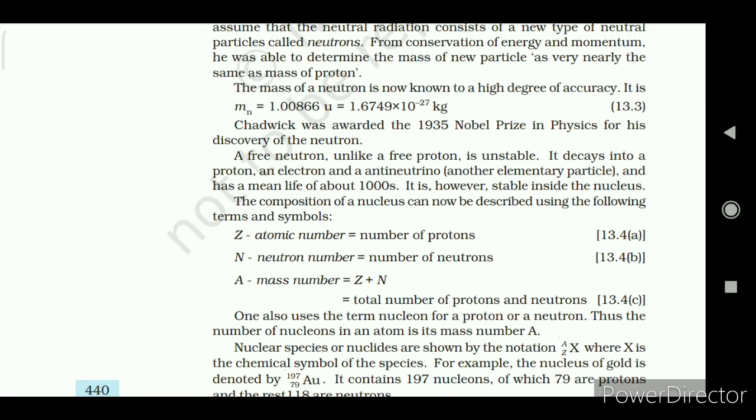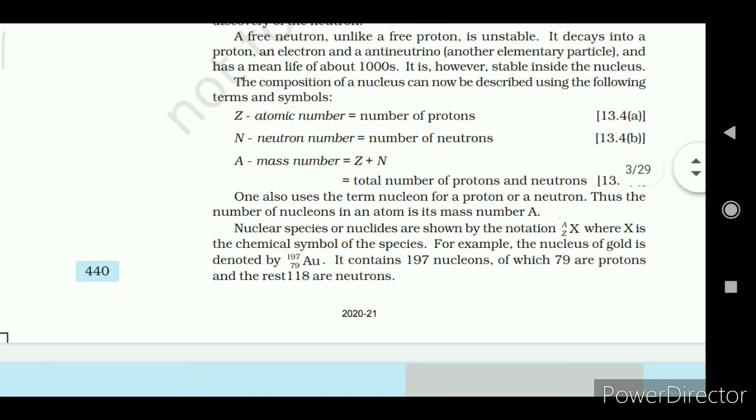We have already mentioned that chemical properties of elements depend on their electronic structure. As the atoms of isotopes have identical electronic structure, they have identical chemical behavior and are placed in the same location in the periodic table.